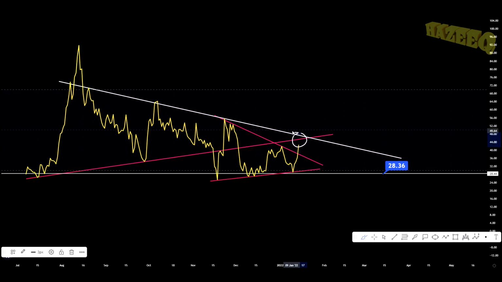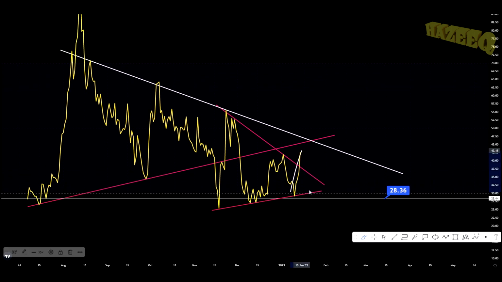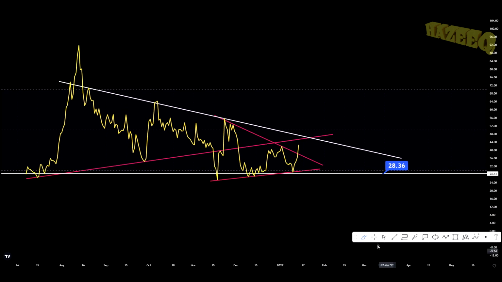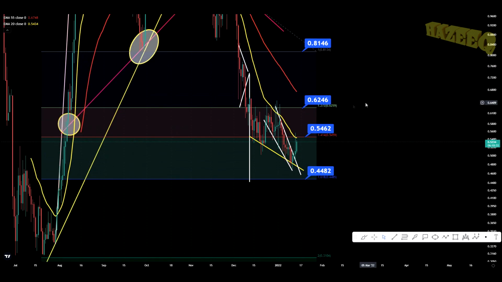Then if you want to enter back in, look for support on this pink trend line of the symmetrical triangle. But if we lose it, look for support on the lower support of the symmetrical triangle. But obviously, if you drop all the way down below the index of 30 and you get oversold on the daily chart, that's a fire sale for you guys. That's a great entry point, and that's where you should be buying most of your altcoins.